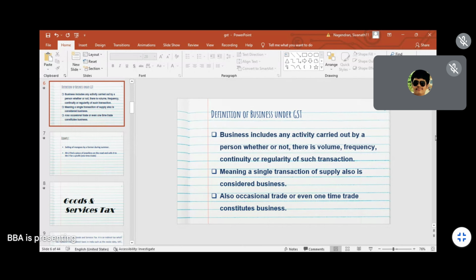But if any activity is carried out by a person by way of selling, I am giving a product, you are giving cash to me, that is a business activity and is considered as business. Even a single transaction of supply is considered as a business. Sometimes it may be a one-time trade or occasional trade. Occasional trade in the sense, some products we sell only at the time of seasonal manufacturing or seasonal production, right? So occasionally you trade panna kuda, that is also considered as a business.